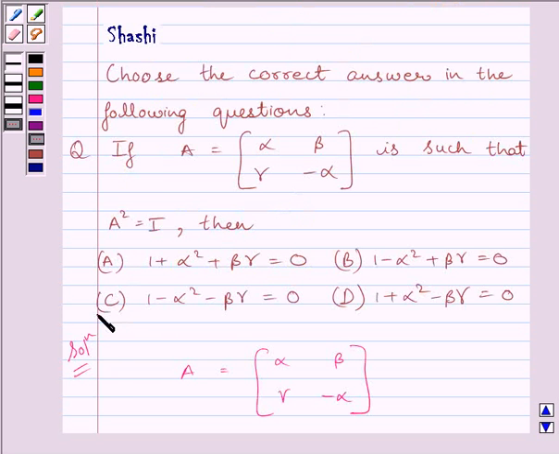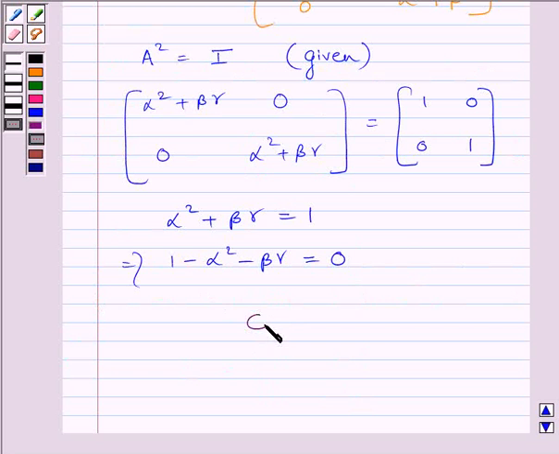So our required answer is C, as the equation in the C part is 1 minus alpha square minus beta gamma is equal to 0, which is the same as we have obtained in the answer. So C is our required answer.